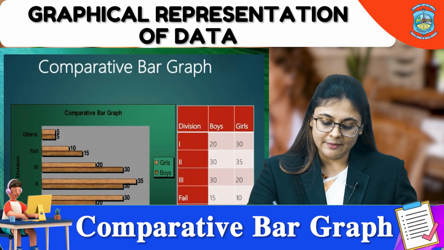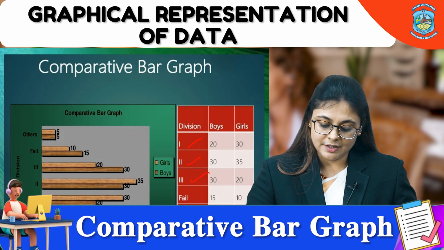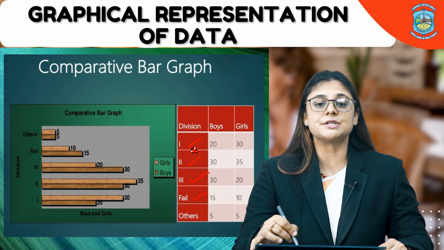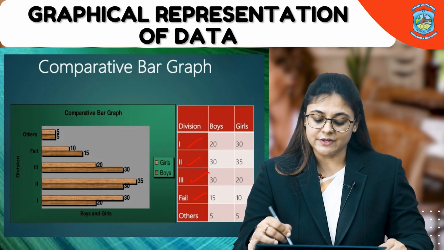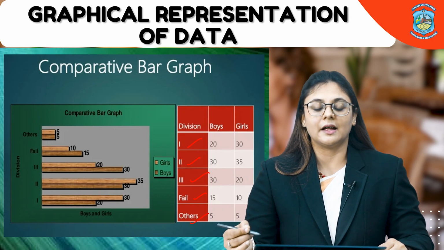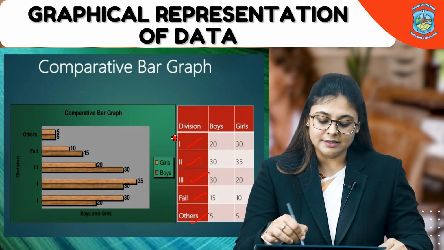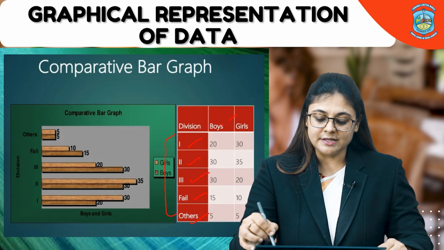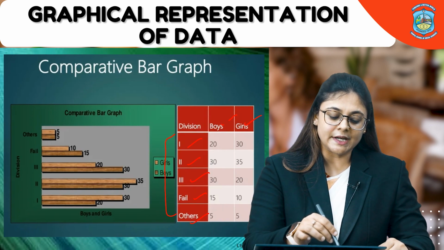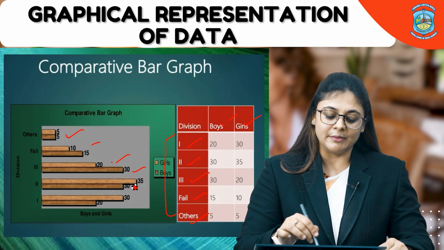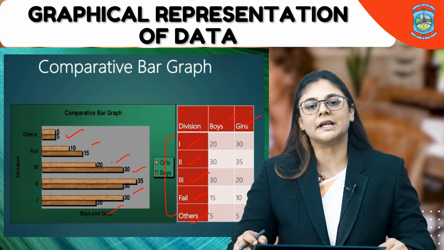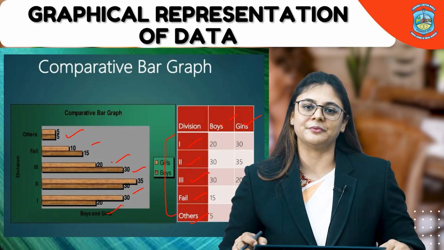So here you can see divisions have been mentioned, that who scored first division, second division, third division, failed, and in the others category. So these are the categories, and these are the number of boys, and this is the number of girls. So therefore, the comparison of variables also becomes easier when you are doing it with the help of a comparative bar graph.